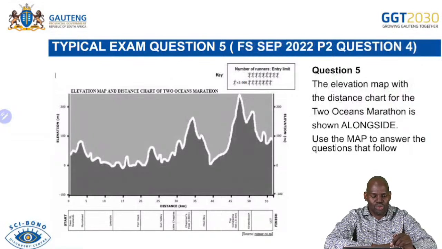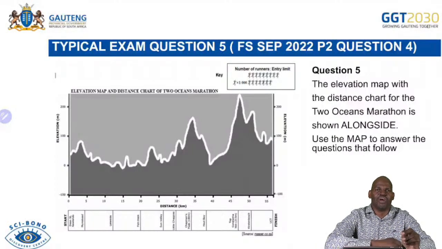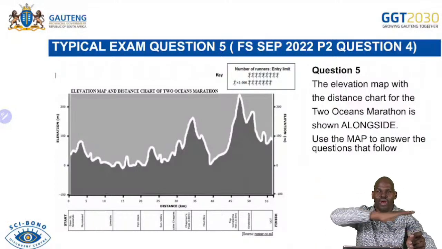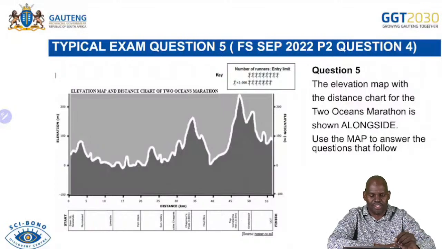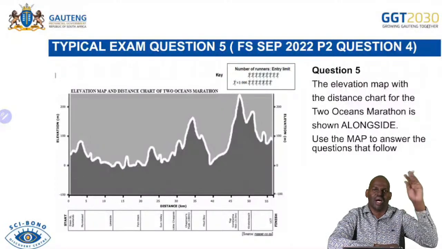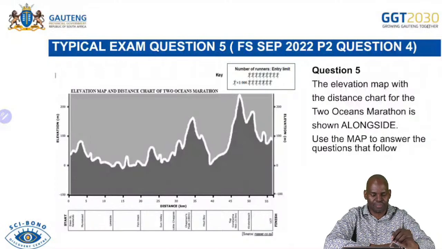If you look at this one, you'll see that if the runners are running from one point to another, they're actually running up and down, because when you run from one place, it's at a lower level. When you go to the next one, it's at a higher level. Then you go down, up, down, and so on. At some stages, you might find that you run for a longer distance on a flat surface. But in this case, it's about the highs and lows of the land.